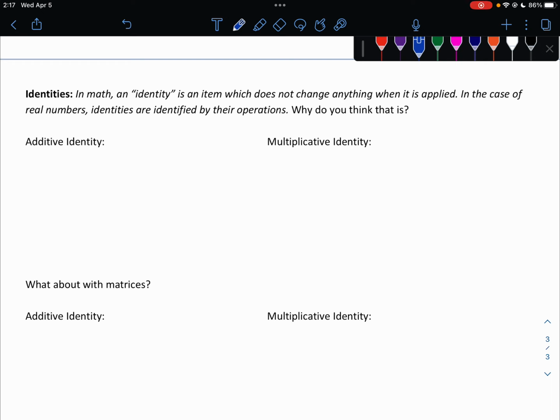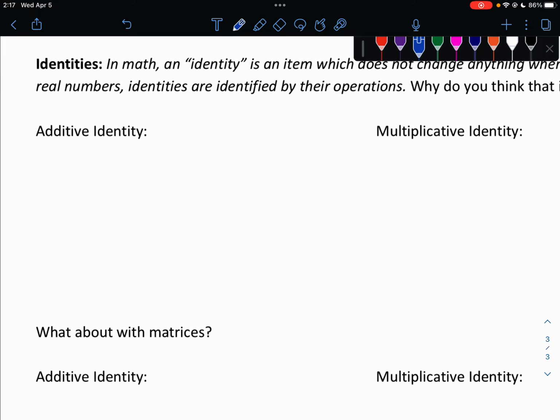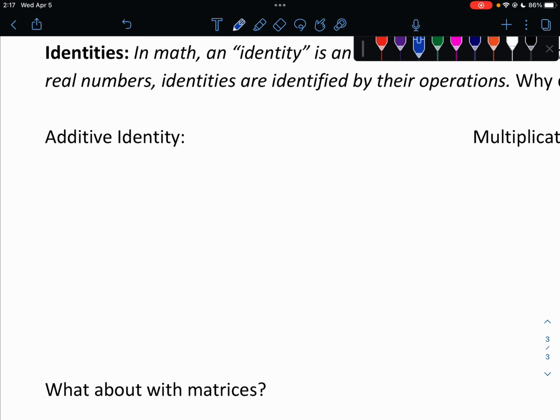In math, an identity is an item which does not change anything when it is applied. In the case of real numbers, identities are identified by their operations. Why do you think that is? Well, let's talk about adding and multiplication. What's something we can add to a number and not change it? Well, if I wanted to add something to a number, the additive identity would be 0, right?